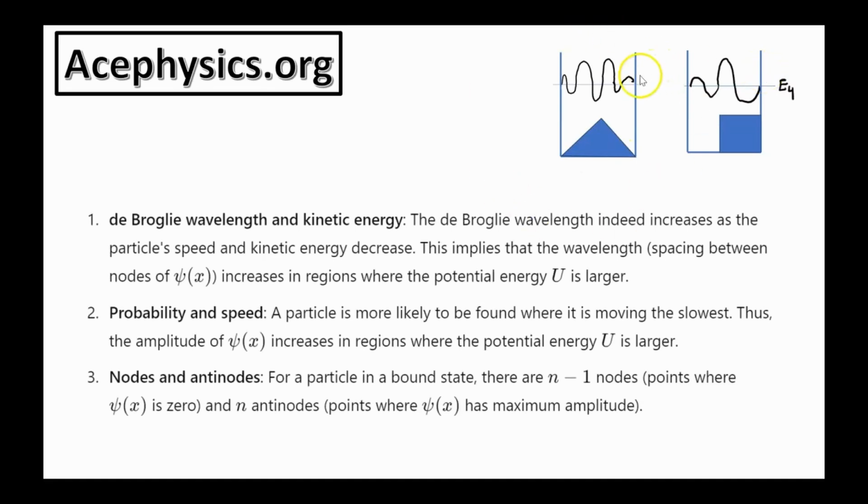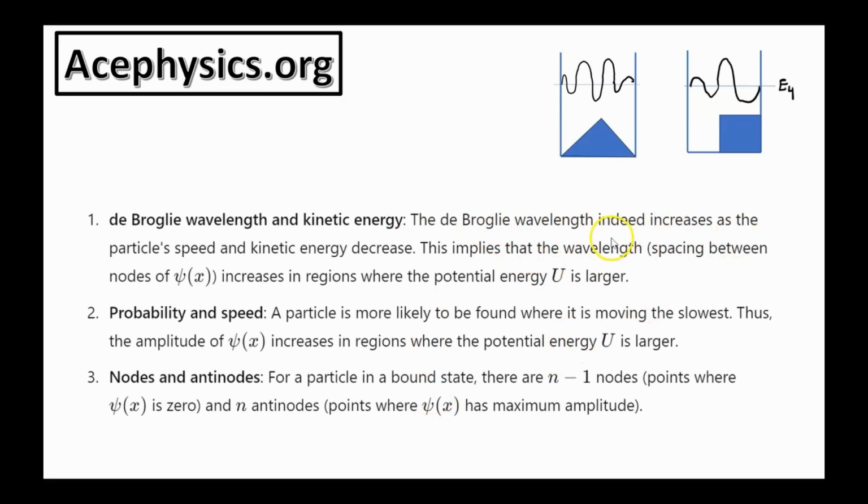For this potential, this is E7. There should be 7 antinodes, 1, 2, 3, 4, 5, 6, and 7. The amplitude is small in this location because the kinetic energy is larger. The amplitude and the wavelength get larger where the potential gets bigger and the kinetic energy gets smaller. Once again, the amplitude gets smaller and the wavelength gets smaller.